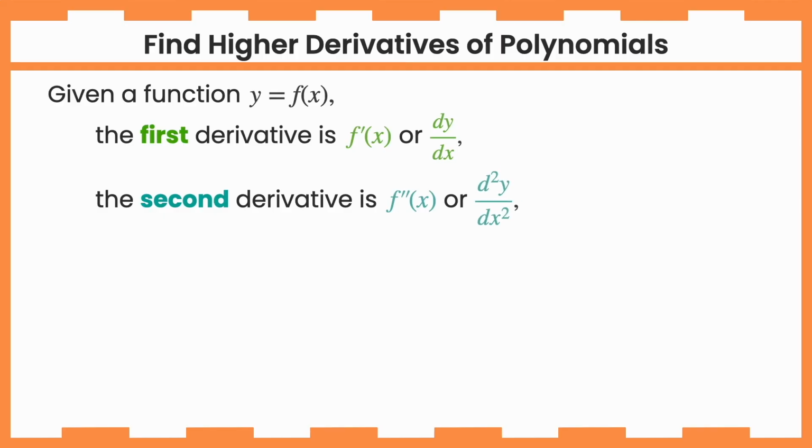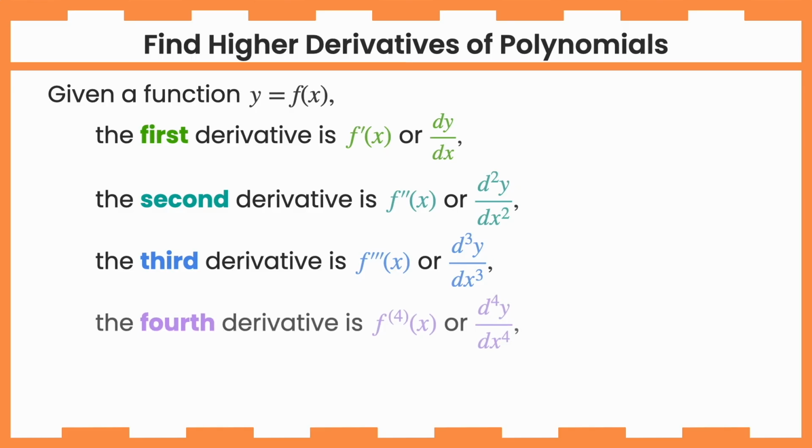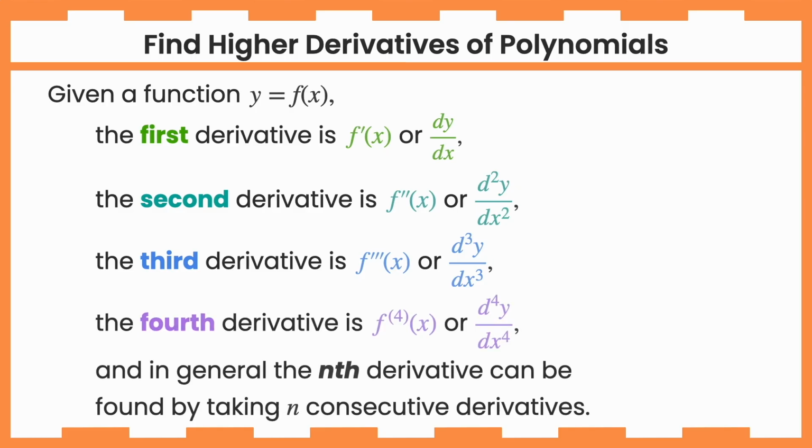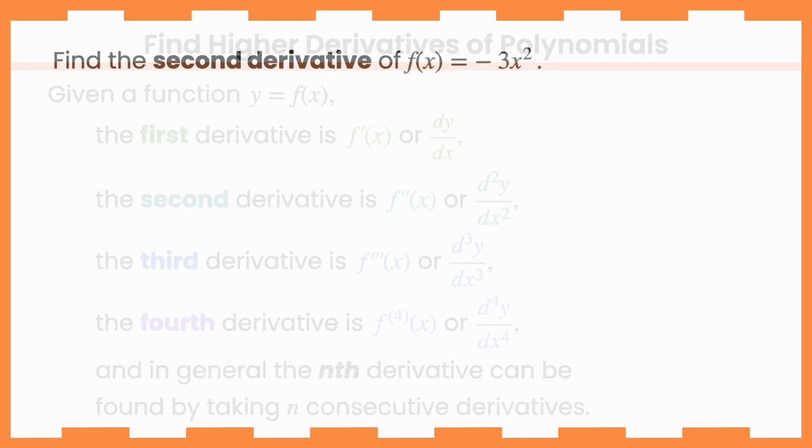This is known as the second derivative of f, and can tell us a lot of useful things about the original function, like its intervals of concavity and inflection points. But why stop there? You can also find the third, fourth, or any nth derivative by continuing to differentiate that many times using the standard rules of differentiation. Let's get some practice with finding higher derivatives of polynomials.